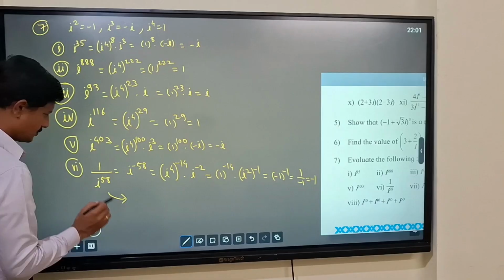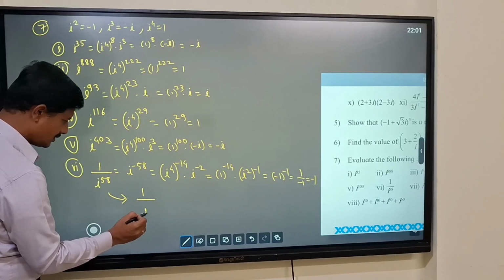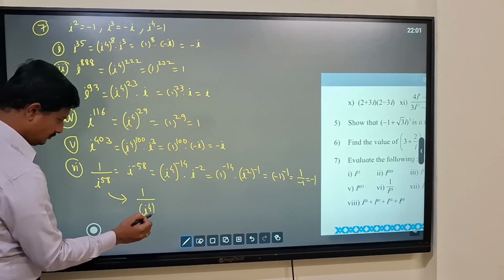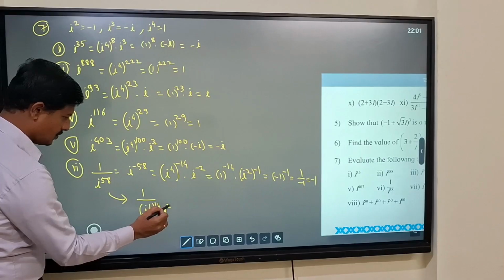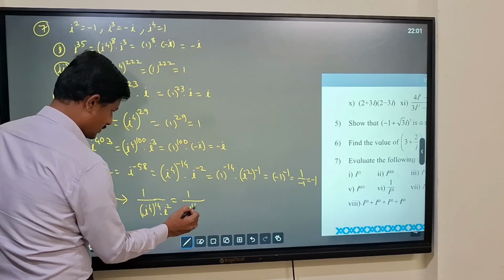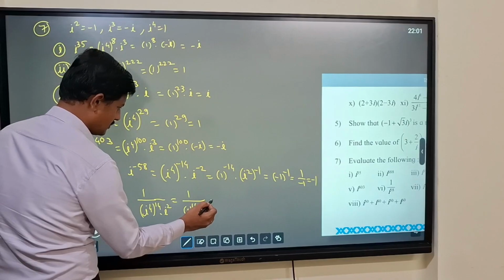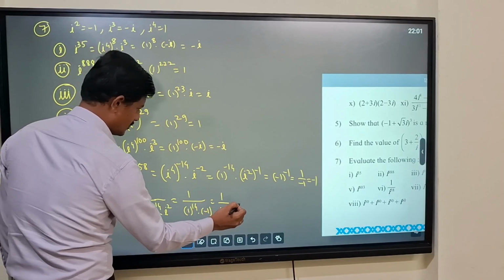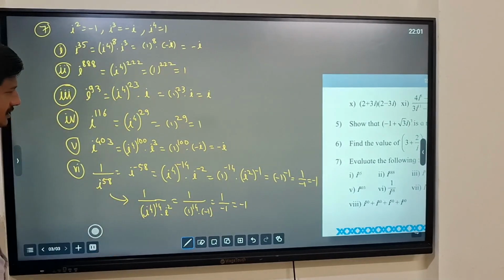See, here what I am going to do: this is simply i raised to 4 raised to 14 into i square. So this becomes 1 upon 1 raised to 14 into -1. This is simply 1 upon -1. So the answer is -1. This is the easy way.